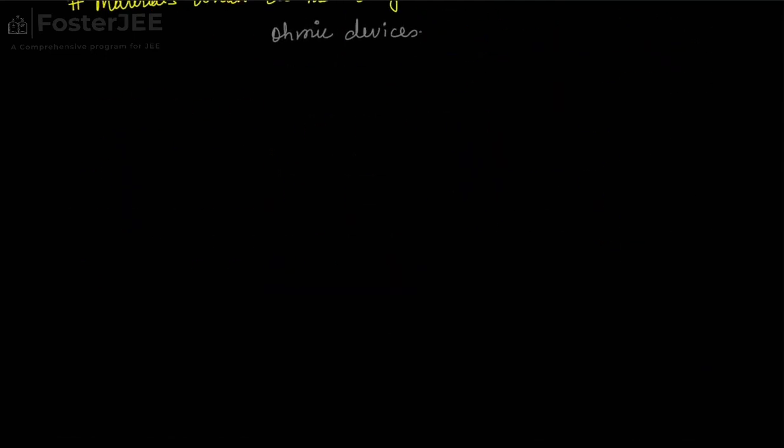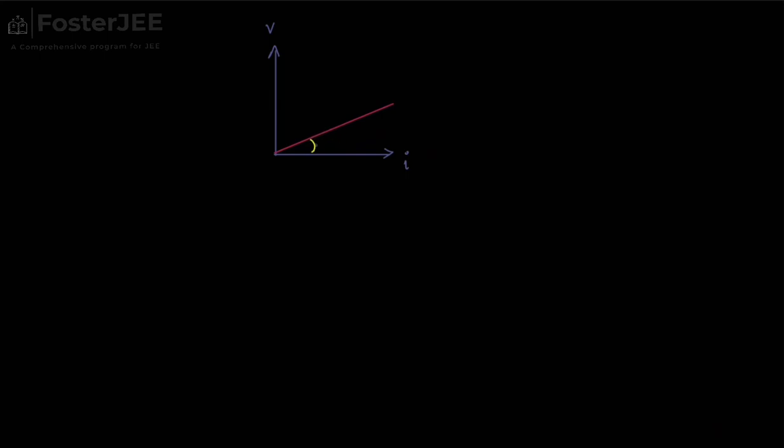Now if we try to plot the current and potential difference, if this is V and this is I, we will get some straight line, and the slope, that is tan theta, is equal to the resistance of the material.